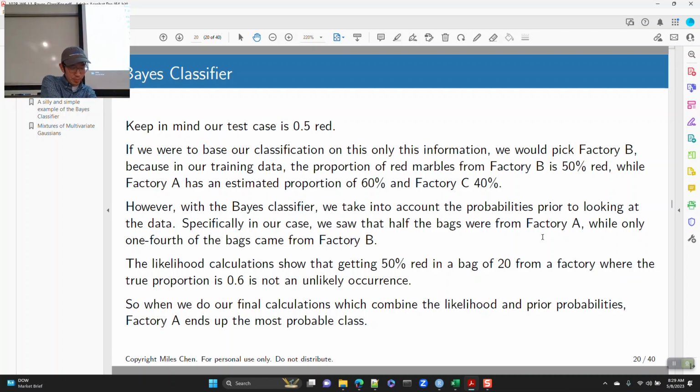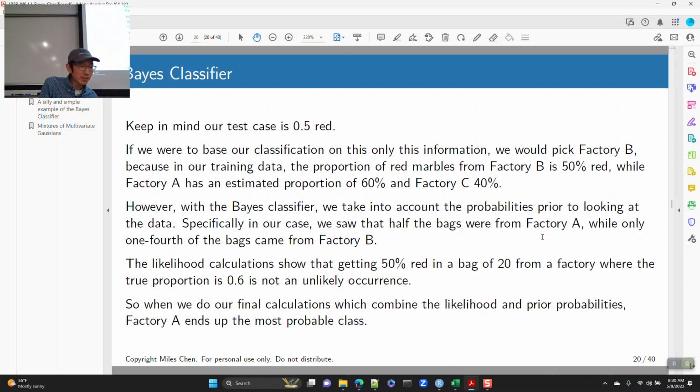To put this back into context, our test case is 50% red. If we were to look only at the information that our bag was 50% red, our maximum likelihood estimate would be factory B, because factory B had a filling proportion of 50% red. So we'd say our bag's 50% red, then it's got to come from factory B, which is 50% red. Factory A was 60% red and factory C was 40% red.